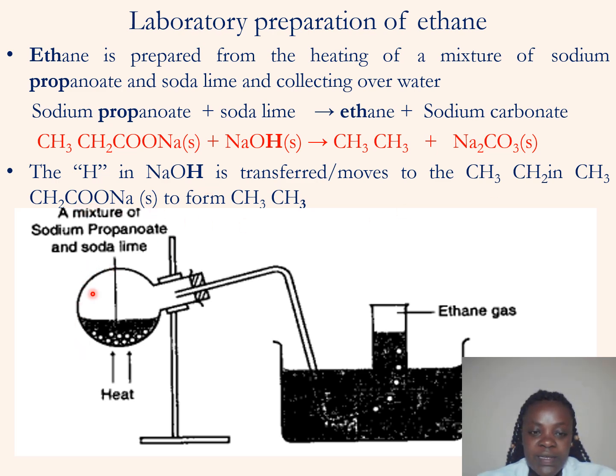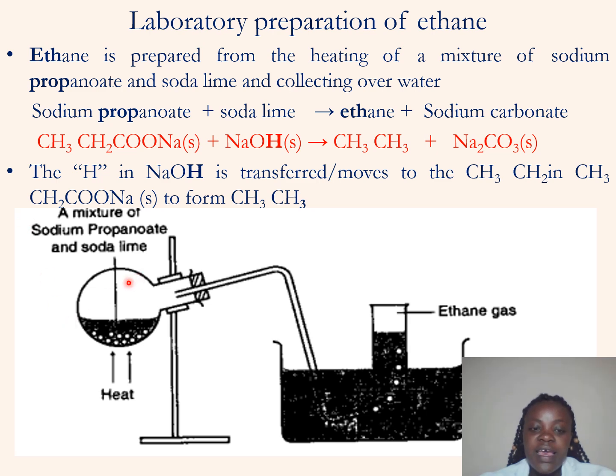This is the experiment here. We have a mixture of sodium propanoate and soda lime, and we must heat for the reaction to take place. So we produce a gas, ethane gas. It is delivered through this delivery tube to the gas jar, and we collect it through the over water method. So this is how we prepare ethane gas.